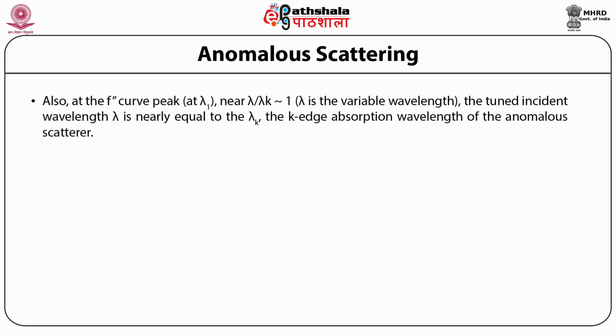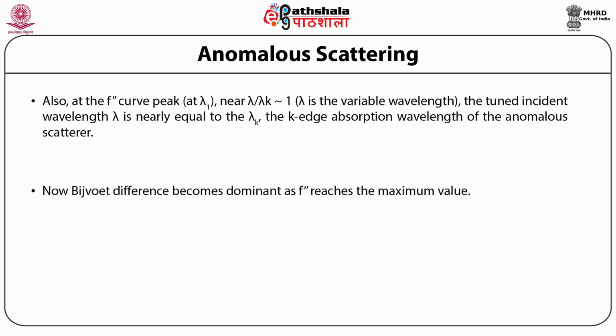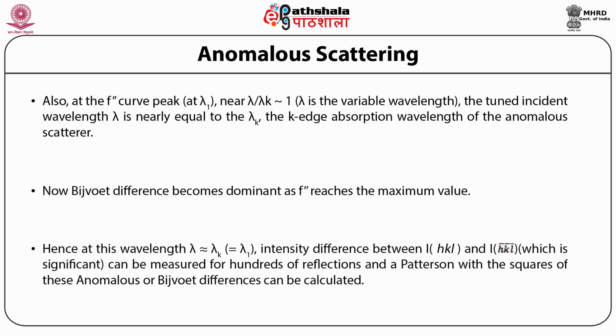Also, you see that at the f double prime curve peak, that is at lambda 1, or nearly lambda by lambda k absorption wavelength equal to 1, because lambda is a variable wavelength and you are changing lambda, so that lambda is nearly equal to lambda k, that lambda is called lambda 1. At this stage, the tuned incident wavelength is nearly equal to the K absorption wavelength of the anomalous scatterer. Now, the Bijvoet difference becomes dominant as f double prime reaches the maximum value. So, at this wavelength nearly equal to the absorption edge, that is lambda is nearly equal to lambda k, which we call lambda 1.